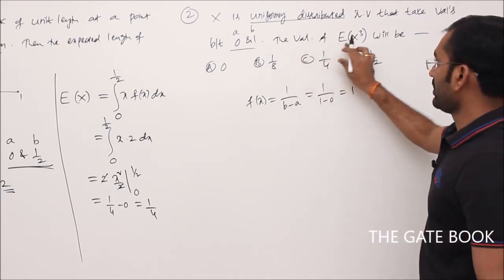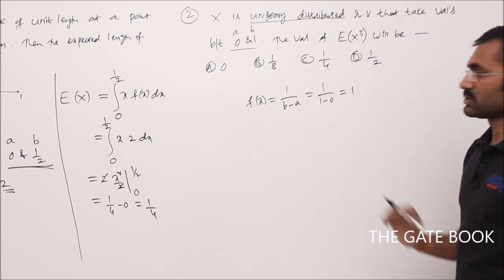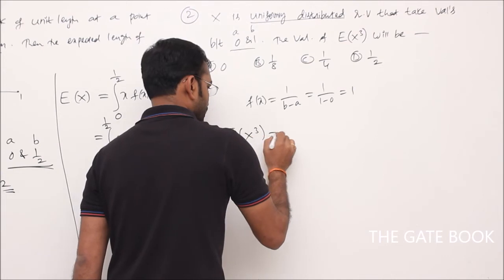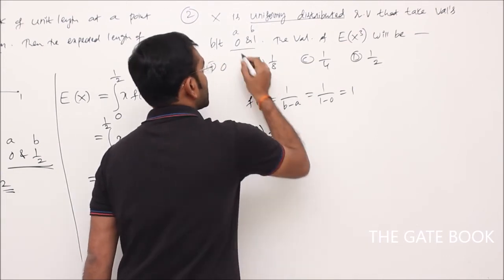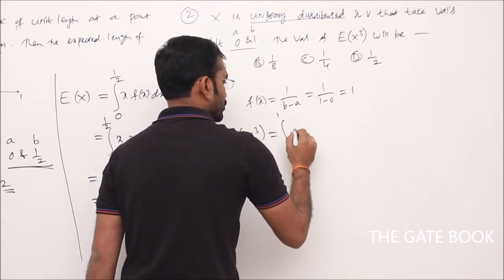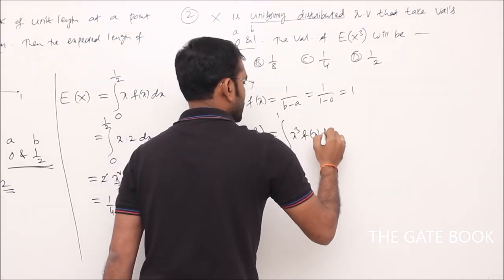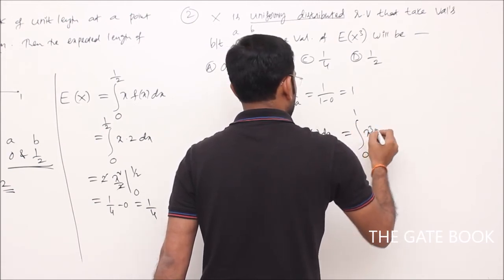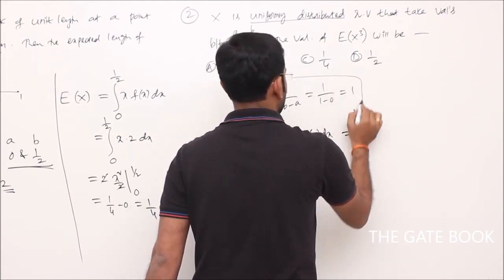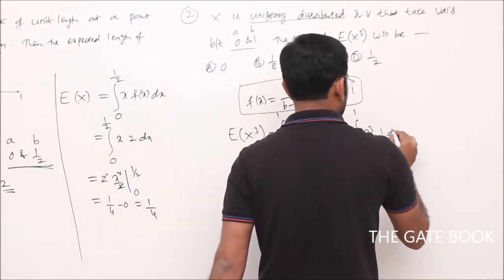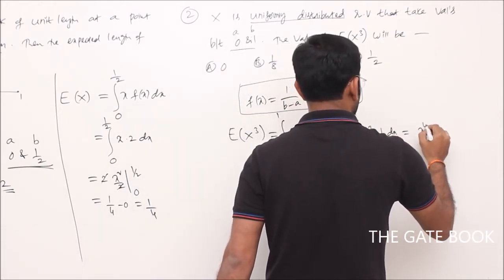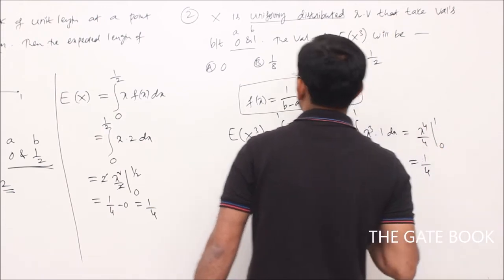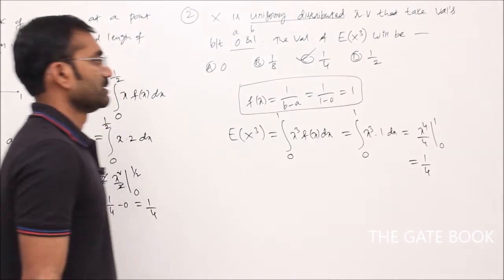Now, the value of E of x cube will be... So how to find that E of x cube value? Here E of x cube is given by the integral with limits 0 to 1, x cube into f of x dx. So the integral from 0 to 1 of x cube into f of x, where f of x is 1, dx. So the integration of x cube is x power 4 by 4, between 0 to 1, and we get 1 by 4 as the answer. That is, option C is correct.